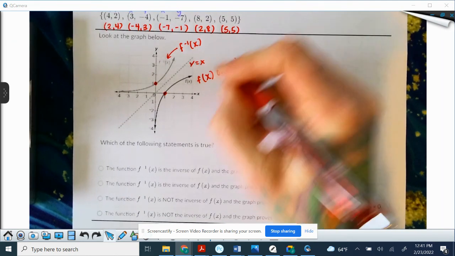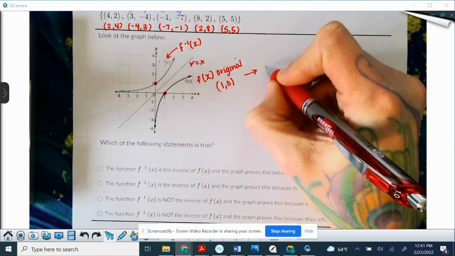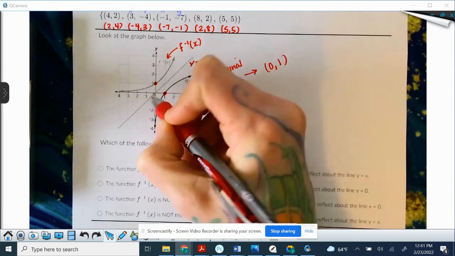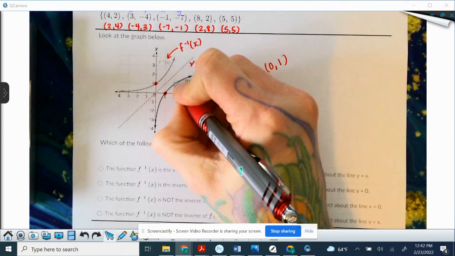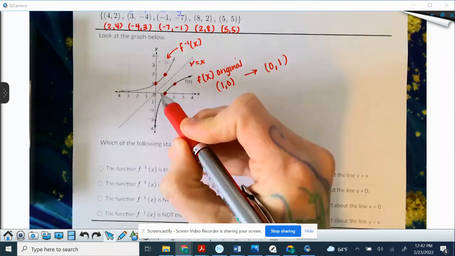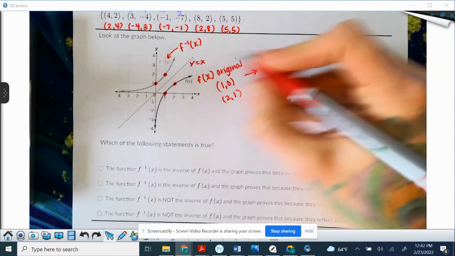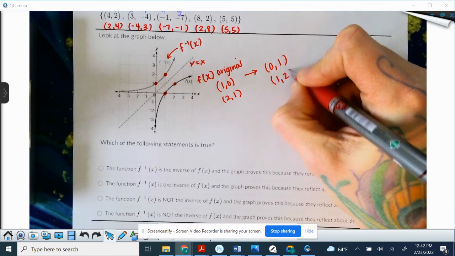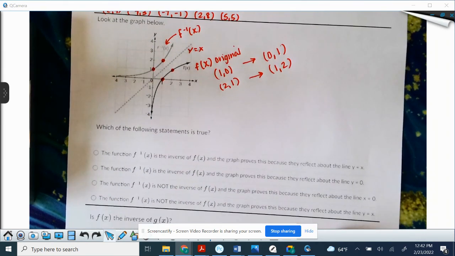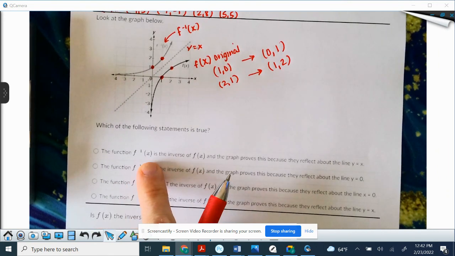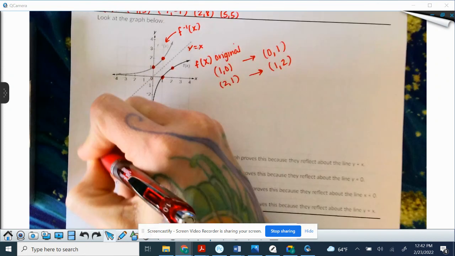That original was a positive 1, 0. And the inverse we know should be 0, 1. And indeed it is 0, 1. And maybe I would test a couple of points if there's more than one point that works. So 2, 1, and then 1, 2, and that does check out. So that is an inverse. F of negative 1 of x is the inverse, and the graph proves this because they reflect over y equals x. That's your correct answer.